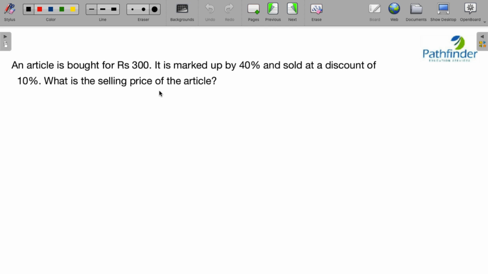Once again, you are given three things, marked up by. So obviously, if you are given a markup, then marked price comes into picture. If you are given a discount, then we have a relation between marked price and selling price. If you are given markup, you have a relation between marked price and cost price. We are all aware of this. So we know that marked price is cost price plus markup.